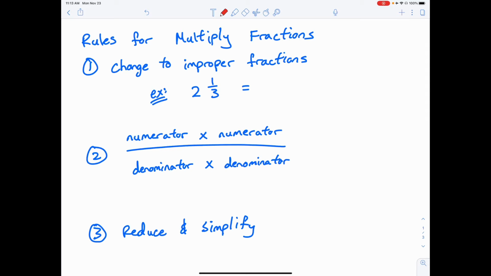Hello everyone. In today's video, we talk about the rules for multiplying and dividing fractions. So let's begin. All right, rules for multiplying fractions are as follows.